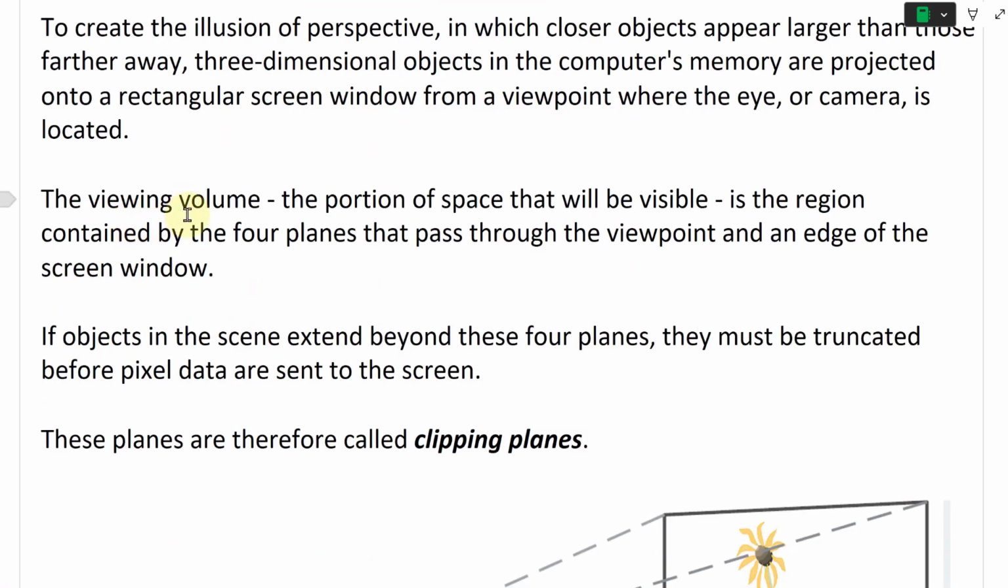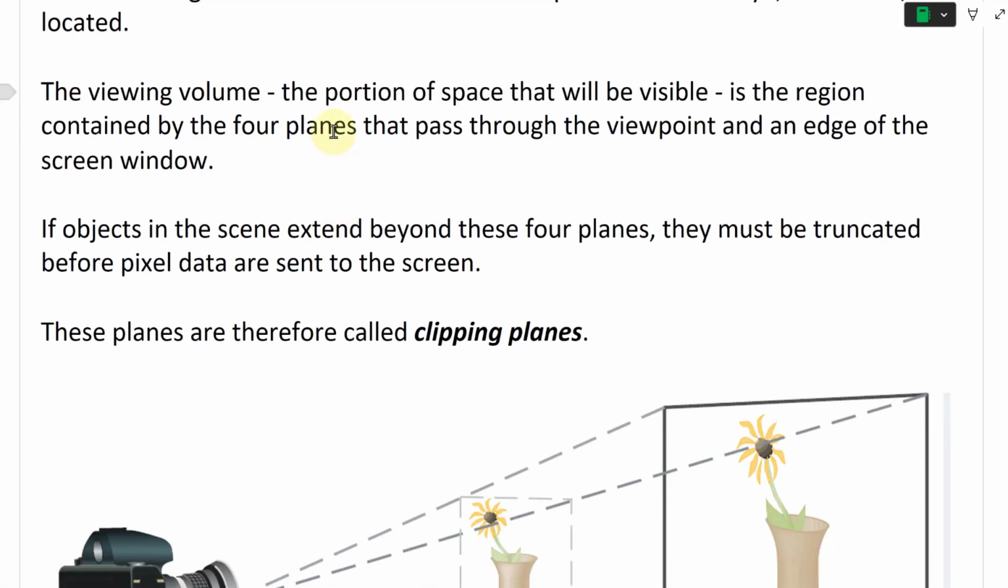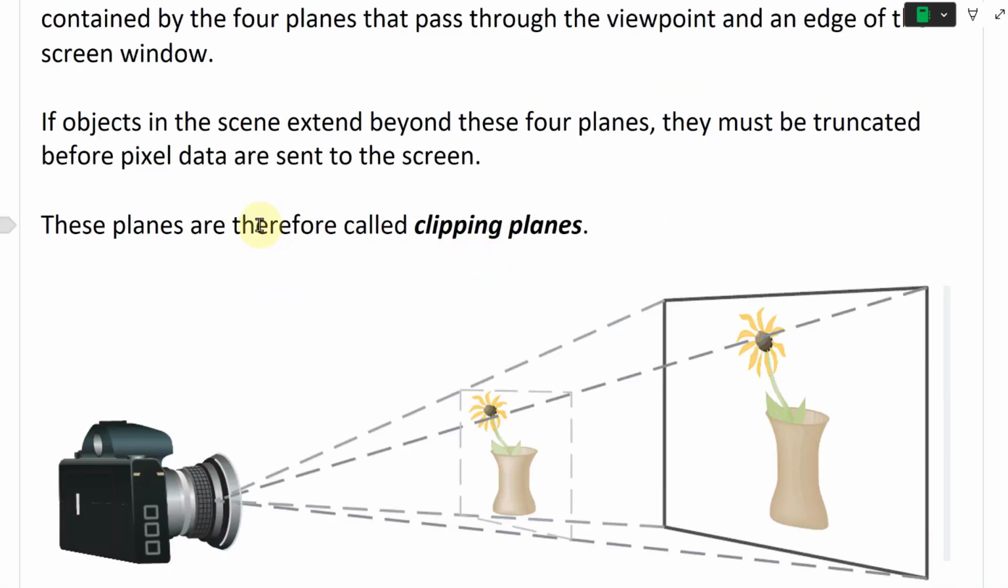is located. The viewing volume, or the portion of space that will be visible, is the region contained in the 4 planes that pass through the viewpoint and an edge of the screen window. If objects in the scene extend beyond these 4 planes, they must be truncated before pixel data are sent to the screen. These planes are therefore called clipping planes.